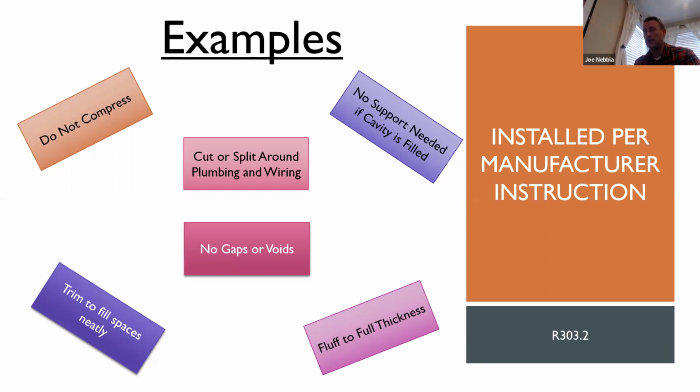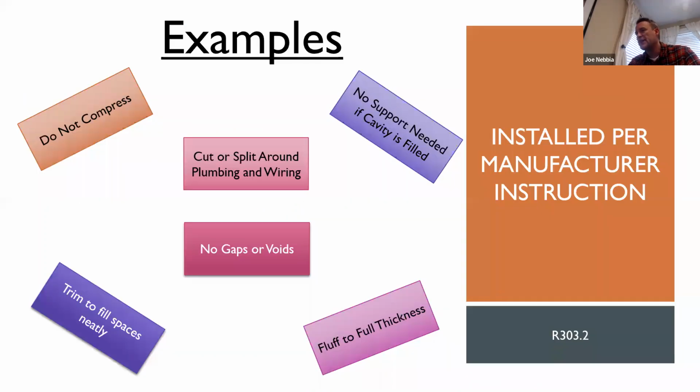Cut to fit around plumbing and wiring. Some of this stuff is actually echoed later in the code as well. Trim to fill spaces neatly, fluff to full thickness. If this is in your installation instructions, then technically it's required by code. So that's something to keep in mind as we go through this, that just because the code has a list of things to look for, you also need to look at those installation instructions because they're all adopted into the code because that's what the manufacturer says.